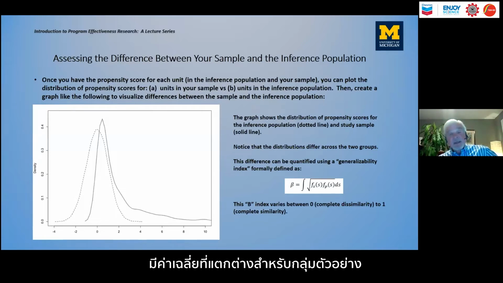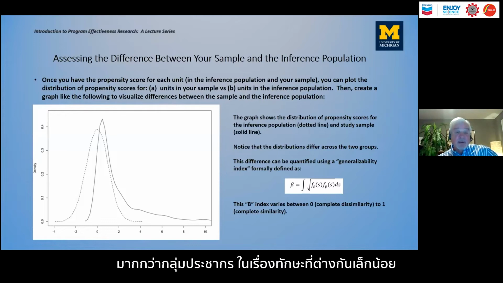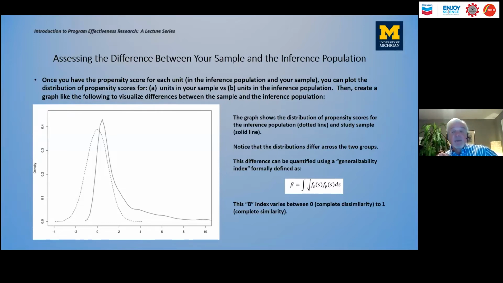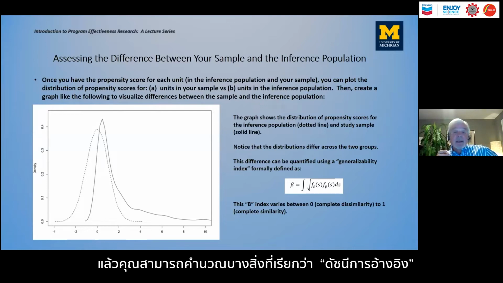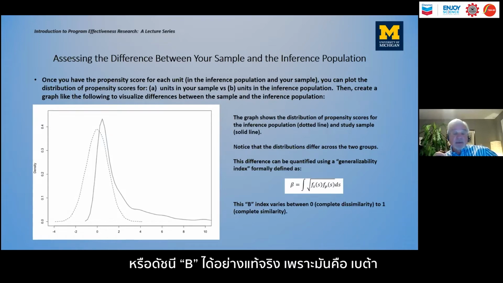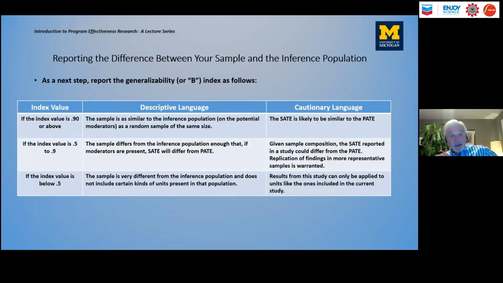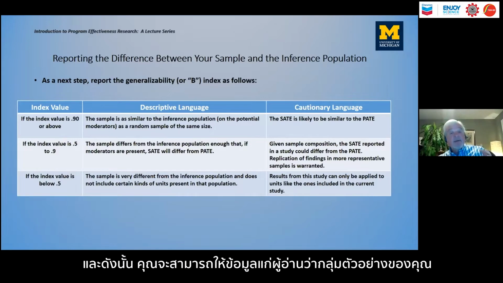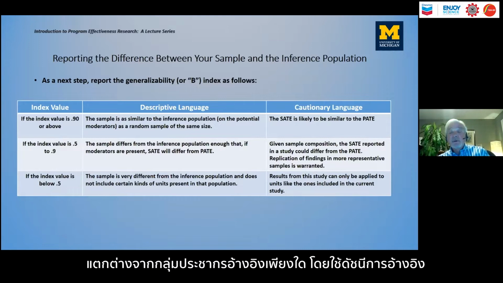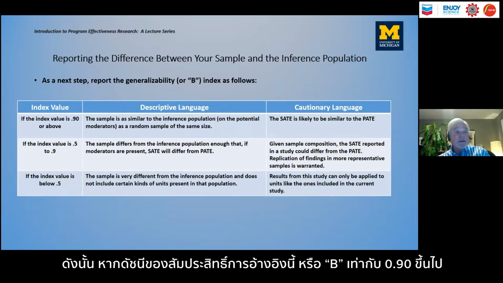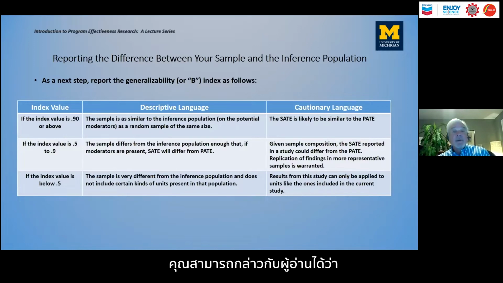There's a different mean for the study sample than there is for the population, a bit of a different skew. And you can actually calculate something called a generalizability index, or B index because it's beta. And this index varies between 0 and 1. And so using that, you can provide your reader with some information about how different your sample is from the inference population.